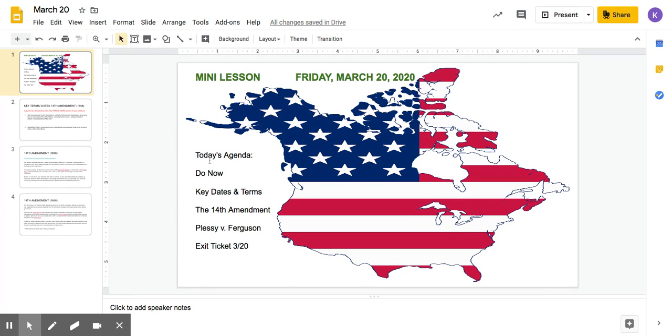Our mini lesson for today, the agenda is our do now, which you already know where that's posted and probably have already done. We're going to go through some key dates and terms. We're going to talk a little bit about the 14th Amendment, and then I'm going to have you for classwork investigate in depth Plessy v. Ferguson, a very important case that impacted the country, and of course your exit ticket for today.